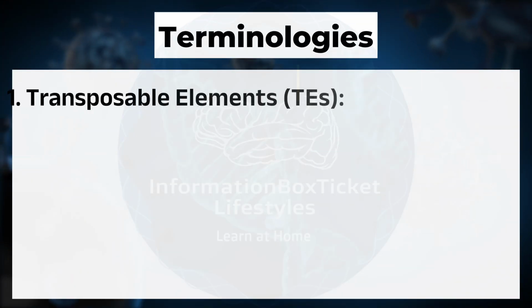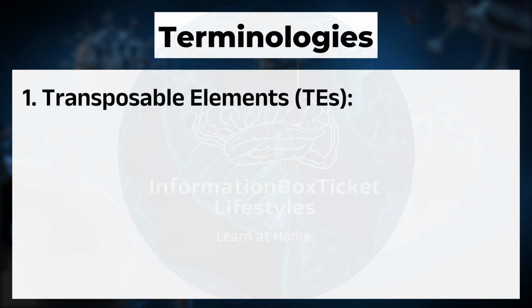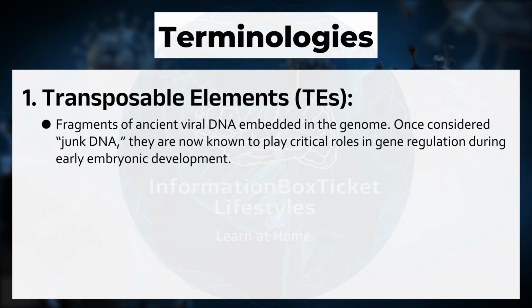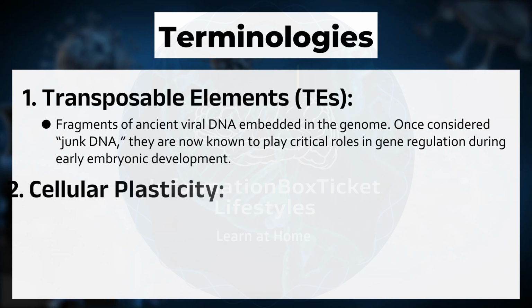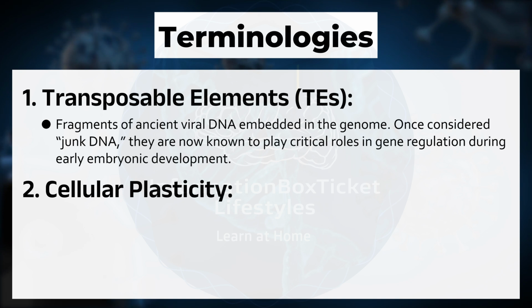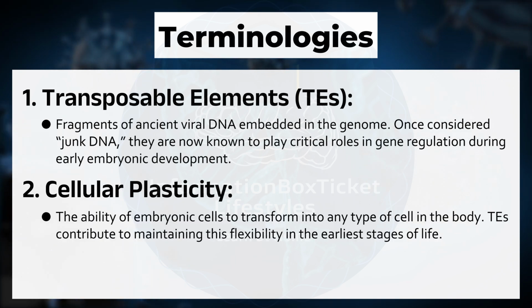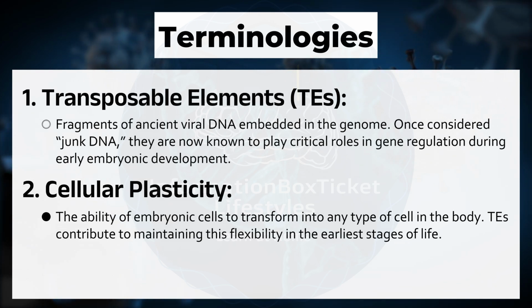Terminologies. First, transposable elements, TEs: fragments of ancient viral DNA embedded in the genome. Once considered junk DNA, they are now known to play critical roles in gene regulation during early embryonic development. Second, cellular plasticity: the ability of embryonic cells to transform into any type of cell in the body. TEs contribute to maintaining this flexibility in the earliest stages of life.